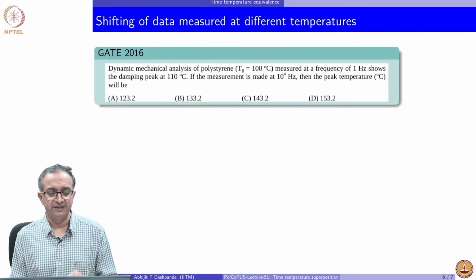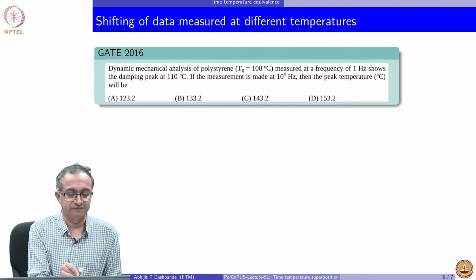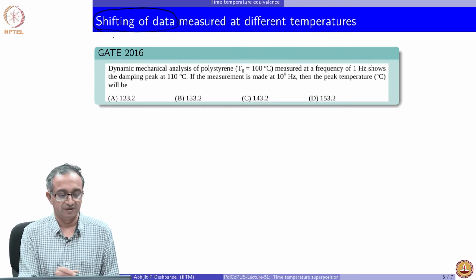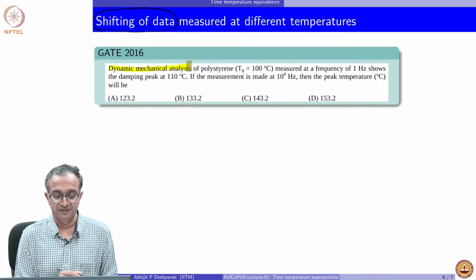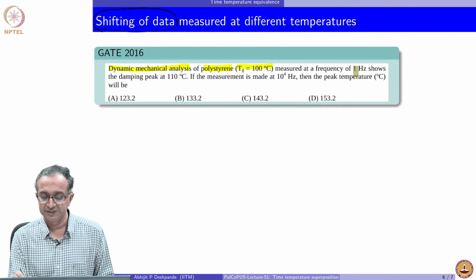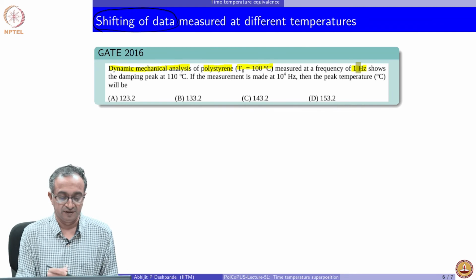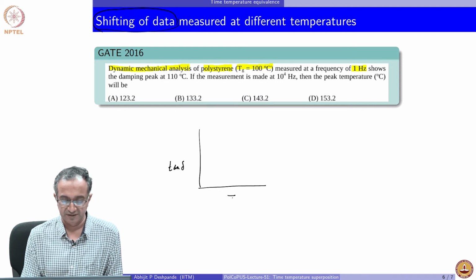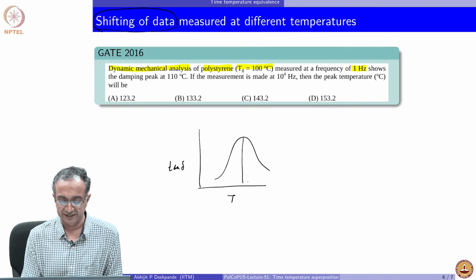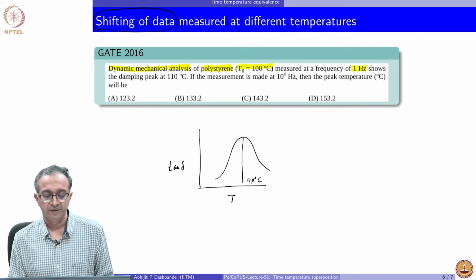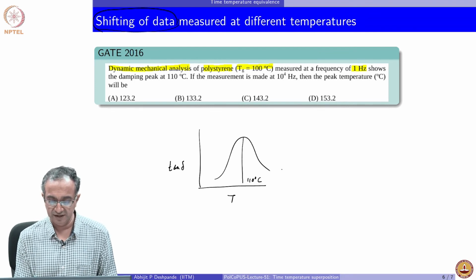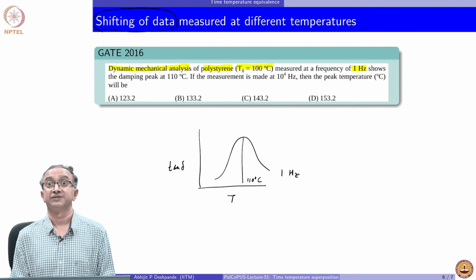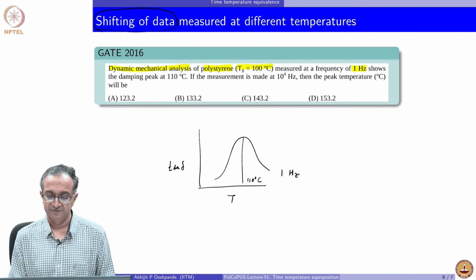So, we can close by looking at this idea of shifting of data through a question. Dynamic mechanical analysis was done for polystyrene, where the glass transition temperature is about 100, and measured at 1 hertz. If you do this test, you get a damping peak. If you look at tan delta as a function of temperature, you get a peak, and this peak is at 110. Now if the same measurement is done at 10 to the power 4 hertz, what happens to the peak temperature?